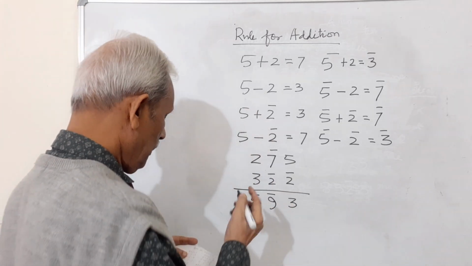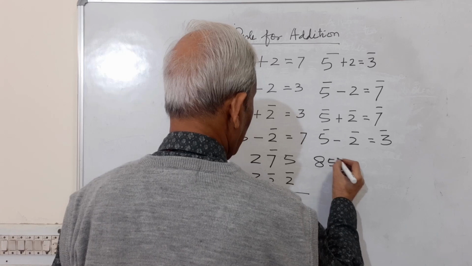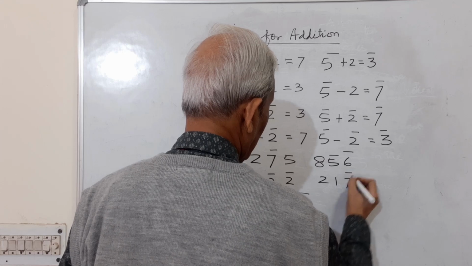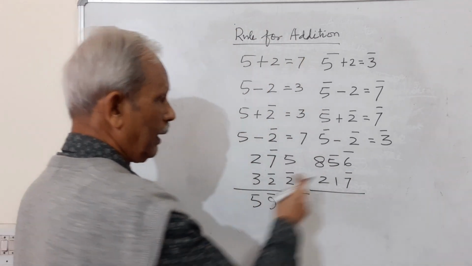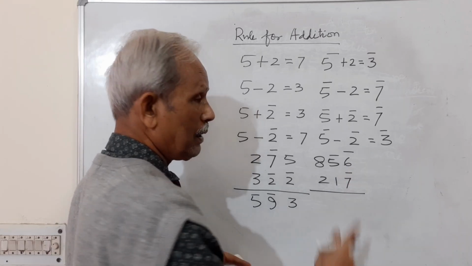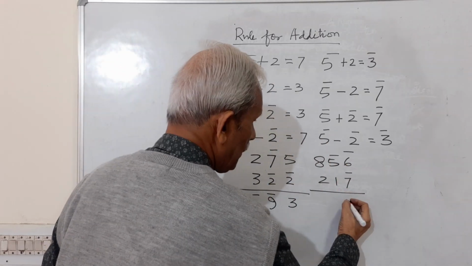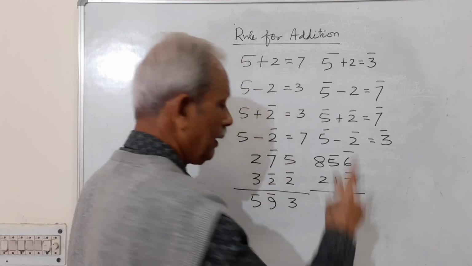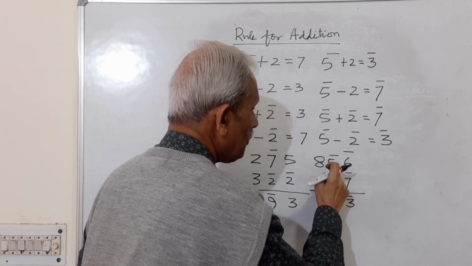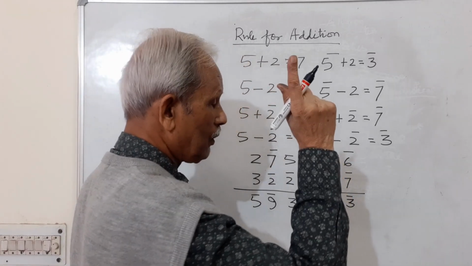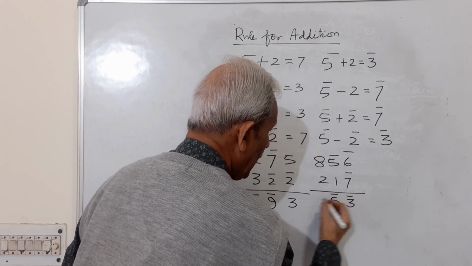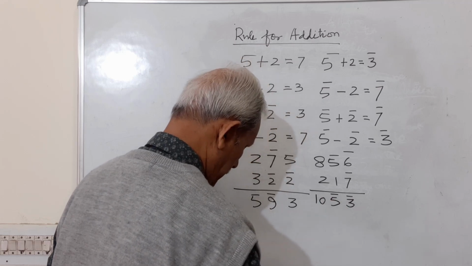Similarly, if I give you 8, 5 bar, 6 bar, and then there is 2, 1, 7 bar, how will you add it? See it very carefully. 6 plus 7, both are vinculated, both are bar numbers. 6 plus 7 is 13 bar. 13 bar means 3 bar will come here. There is carry of 1 bar. 5 bar minus 1 is 4 bar, and there is already 1 bar. So 4 bar plus 1 bar, 5 bar. And 8 plus 2 is 10. So 10, 5, 3 bar.